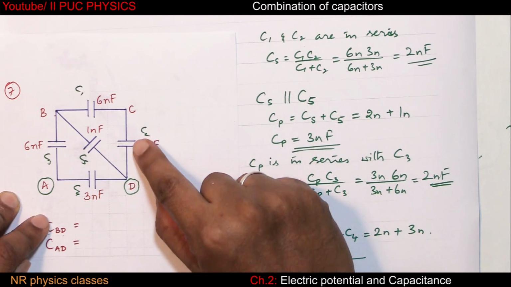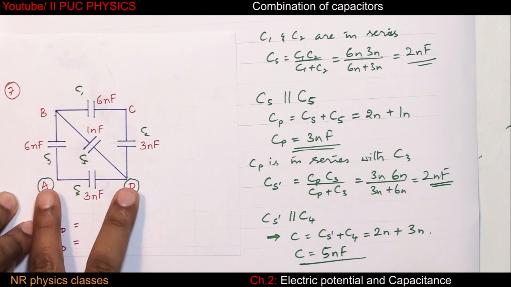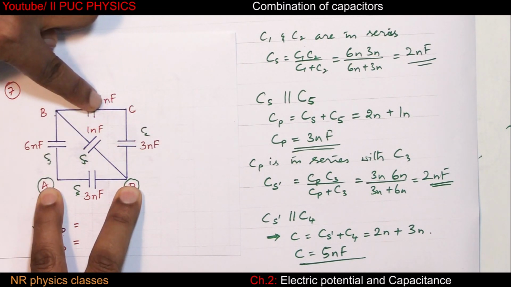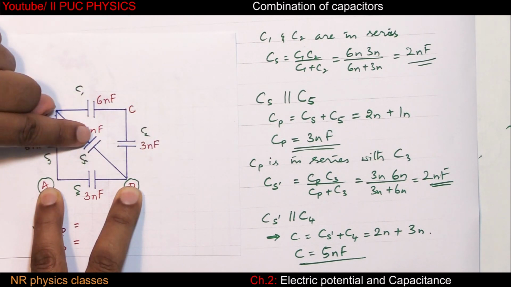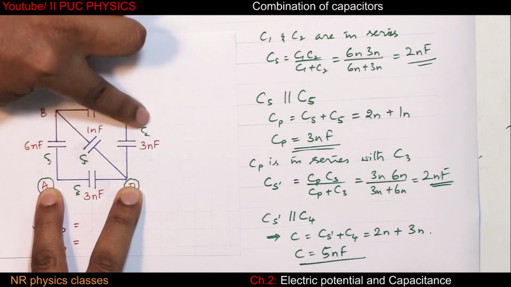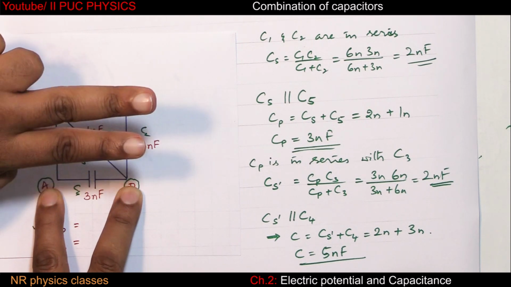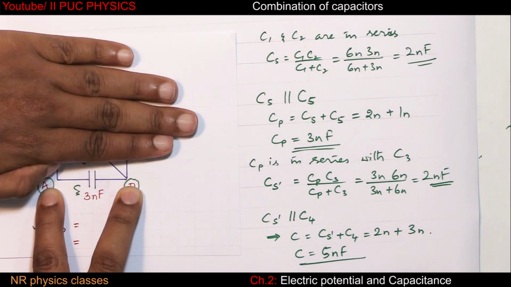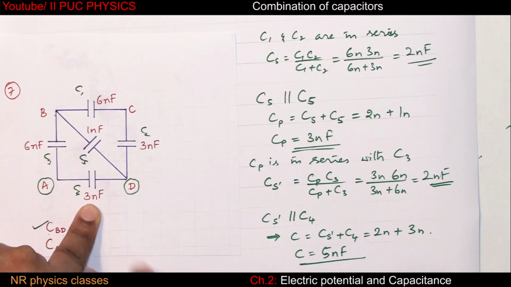Let me explain again. These two are in series. We have to find between these two. These two give 2 nano, that is parallel to 1 nano. 2 and 1 nano means 3. So what we get here is 3. That 3 is in series with 6. 3 and 6 in series gives 2. So this gives 2. This 2 and this 3 are in parallel. So 2 plus 3 is 5. This is 5 nanofarad.